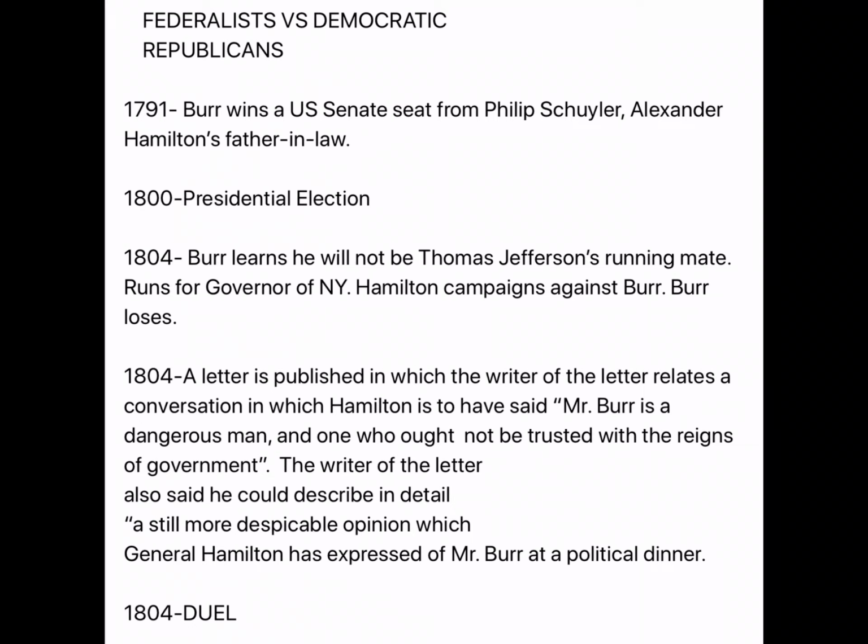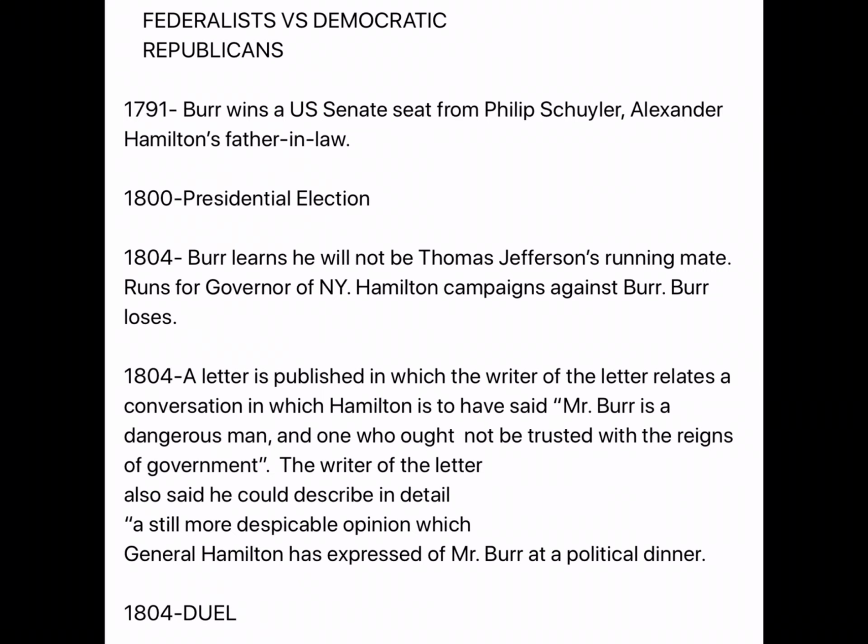Now we come to the election of 1804. So Burr, who's now vice president, finds out he's not going to be asked to be Jefferson's vice president should Jefferson win a second term. So Burr decides to run for governor of New York, and he loses. And one of the reasons was that Alexander Hamilton, again, campaigns against Burr.